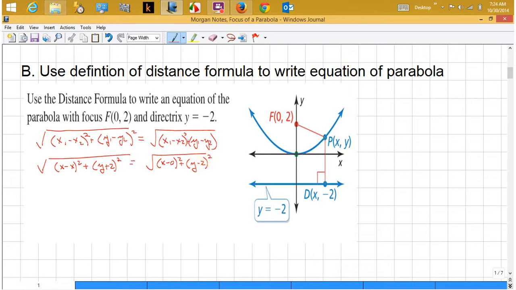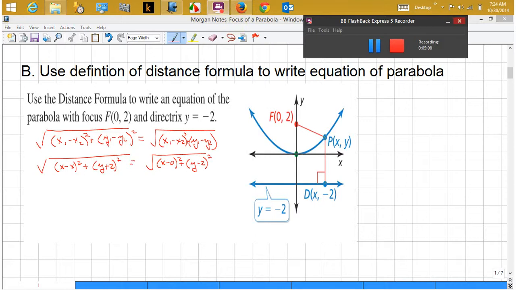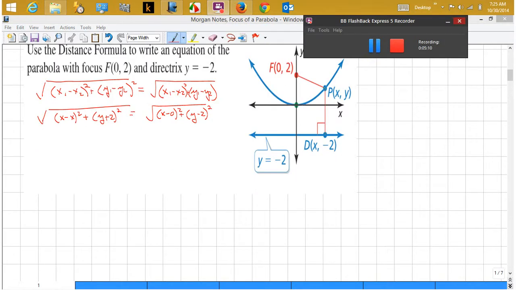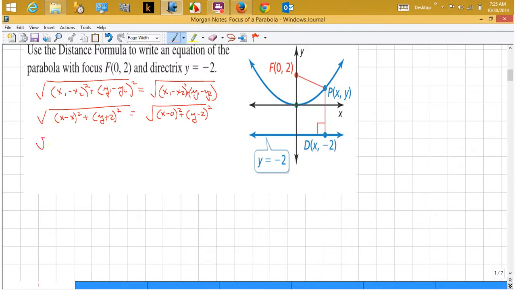Okay, let's continue with this. Let's work inside the square root sign. x minus x squared, that's 0 squared, so that's going to go away, and we're just going to have y plus 2 squared here. On the other side, I'm going to have x minus 0 squared, which is x squared, plus y minus 2 squared.